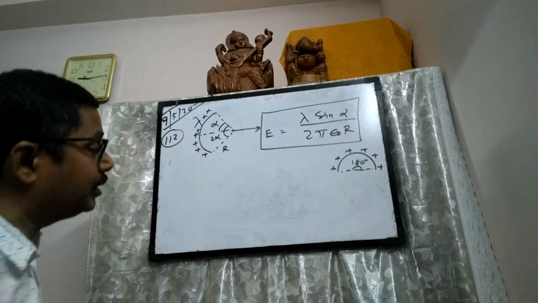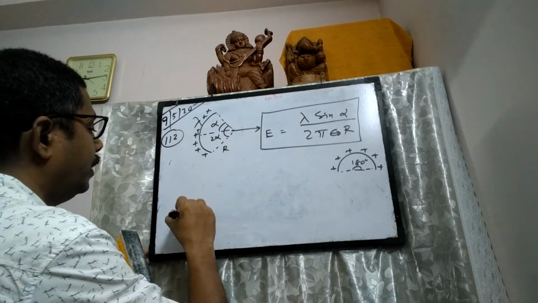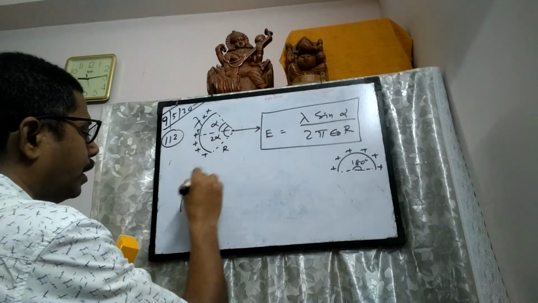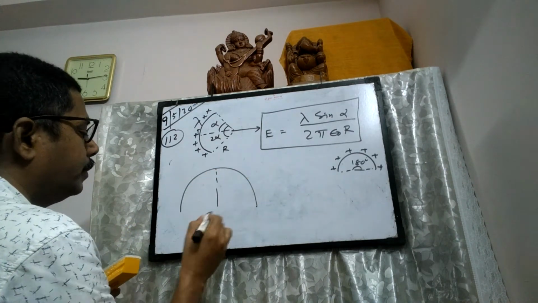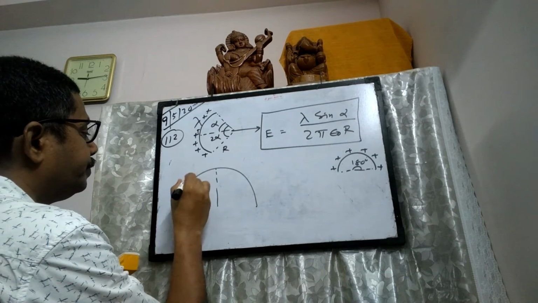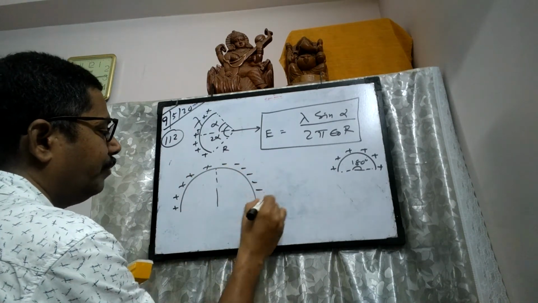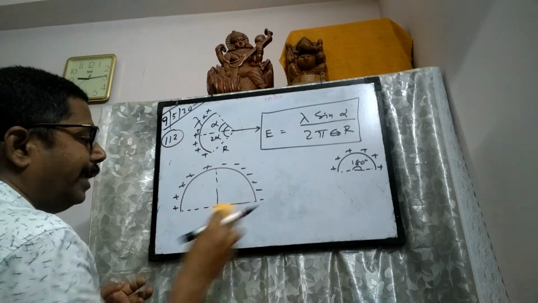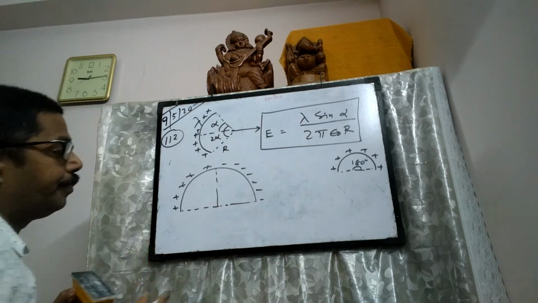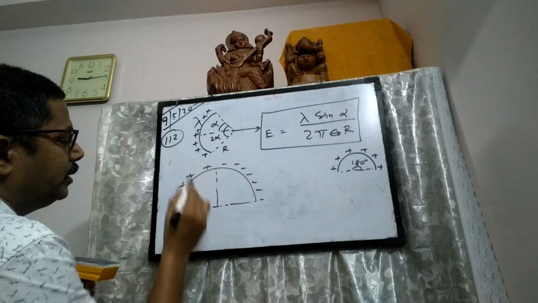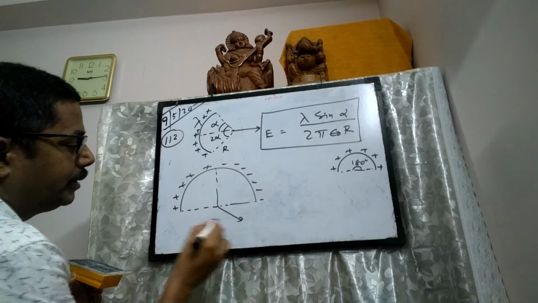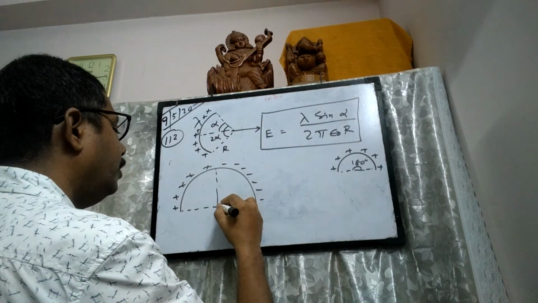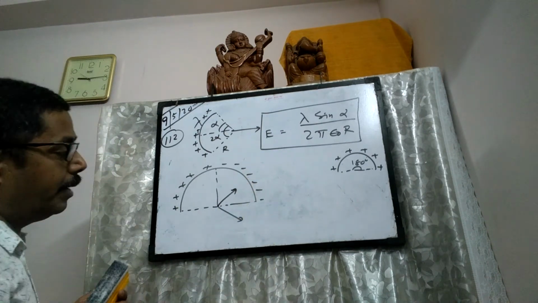So what is given in the question? If you observe in the question number 112, it is given a semicircle, right? Half of it is positive and the remaining half is negative. Okay, so what will be the directions of the field? Now due to this, because it's positive charge, field will be like this. Okay, and due to this, field will be like this, right?